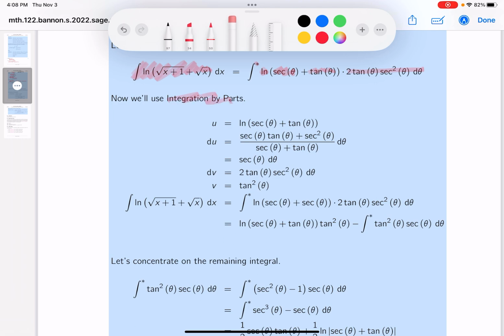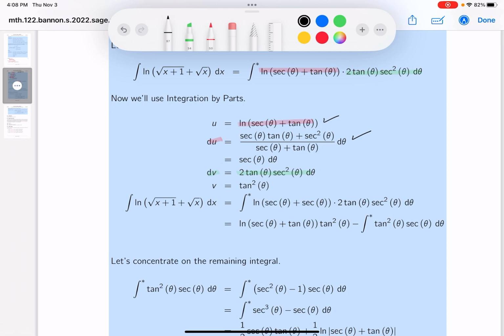Let's get my eraser out. Erase this business over here. And we're going to make a substitution over here. So I'm going to let this be the u. And I'm going to let this thing over here be the dv. Let me put my green ink down. All right, let's go through it, one step at a time. So this is the u. This would be the du.